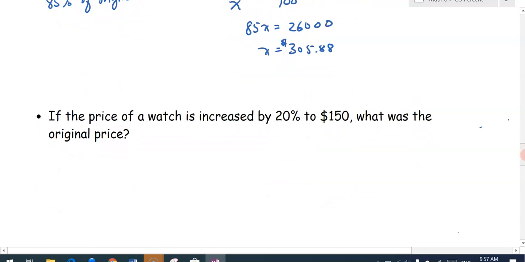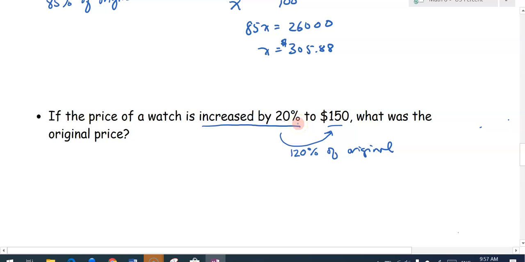Here's another example. If the price of a watch is increased by 20% to $150, what was the original price? Again, I don't know how much money it was increased by. I just know it was increased by 20% to get to $150. So what was that original price? Well, since it was increased by 20%, the $150 represents 120% of the original price, right? Because it was increased by 20.